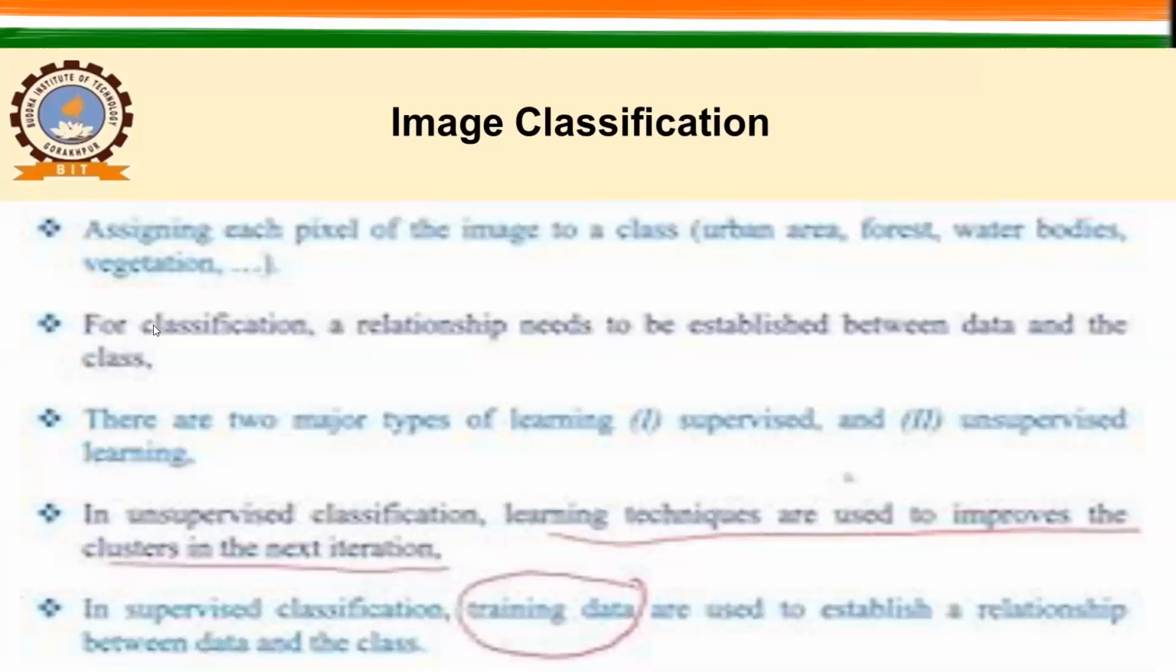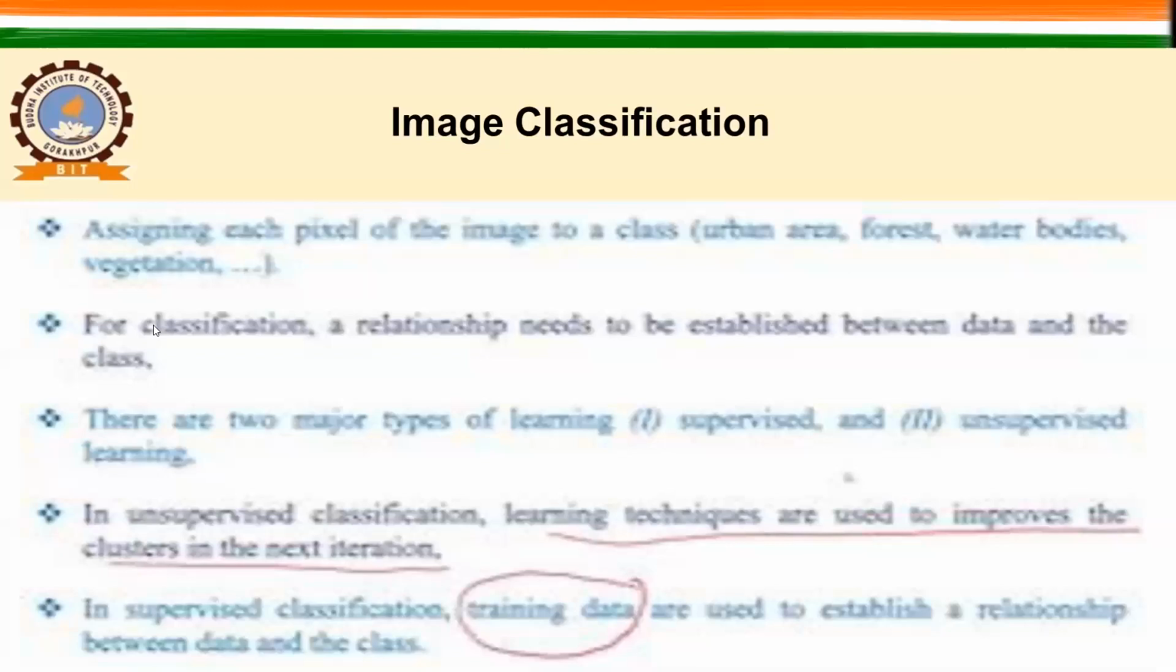So suppose we have an image and you have pixels, right? And these pixels are nothing but, I already told you, they are the digital number. So only for visual purpose, we see color represented by these numbers, right? So here these classes are, which classes? Urban area, forest, water bodies, and we have vegetation.